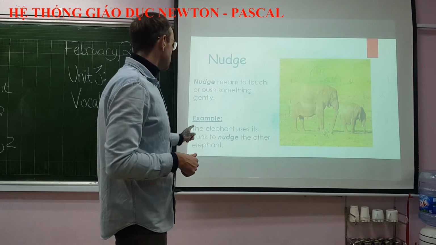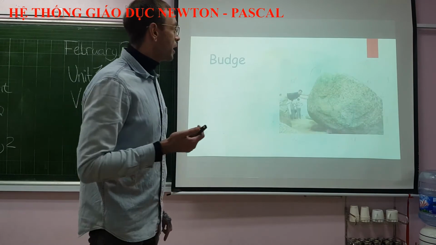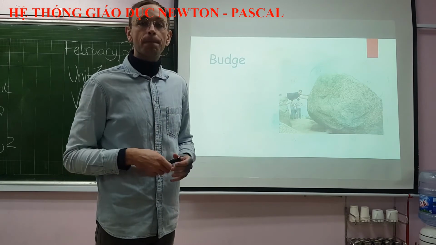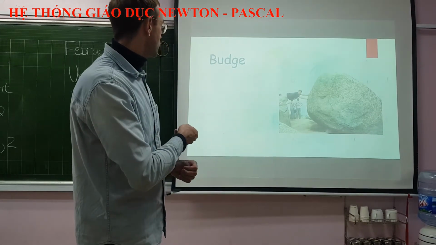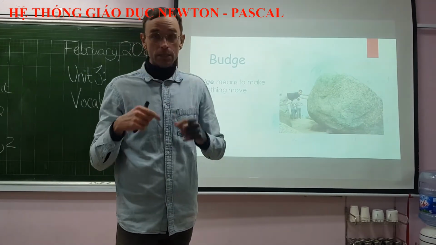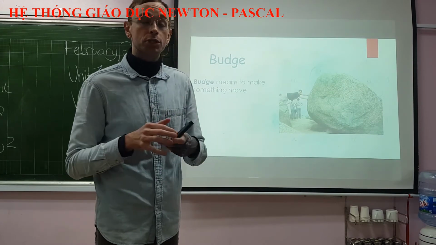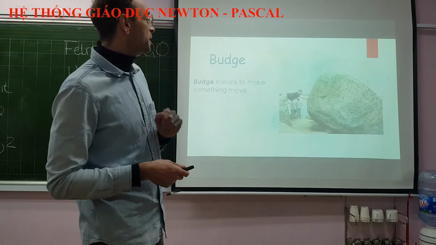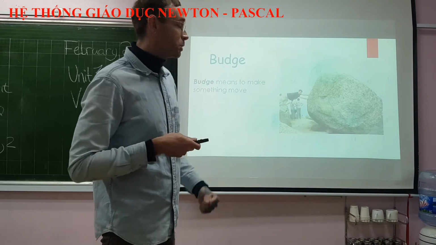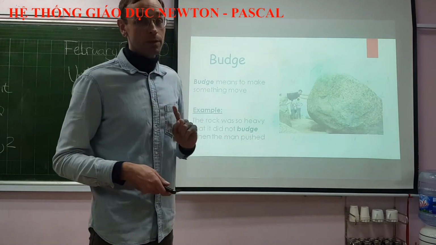Okay, the elephant used its trunk to nudge the other elephant. So, when you nudge something, usually you do so that it will budge. Okay? Budge means to make something move. The big elephant wants the little elephant to move, so it gives it a gentle touch called a nudge. All right? This man right here wants the rock to move, so he's trying to make the rock budge. But the rock was so heavy that it did not budge when the man pushed it.